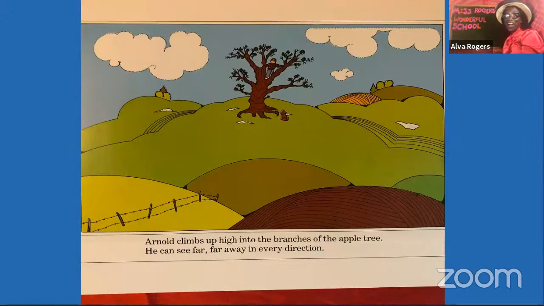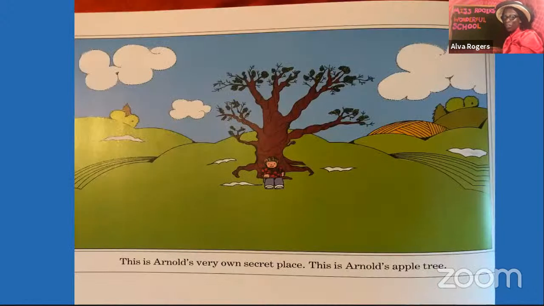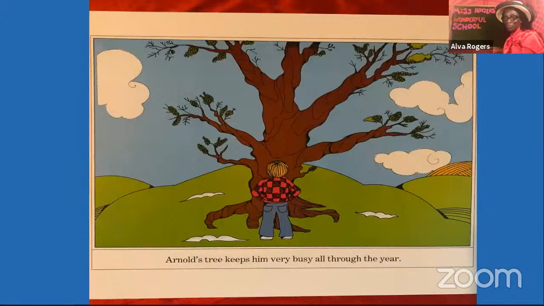Arnold climbs high into the branches of the apple tree. He can see far, far away in every direction. This is Arnold's very own secret place. This is Arnold's apple tree. Arnold's tree keeps him very busy all through the year.